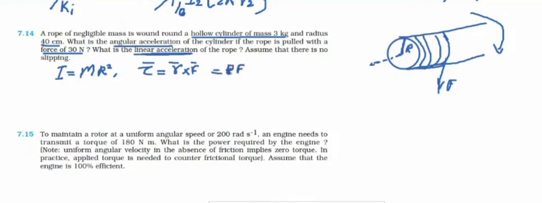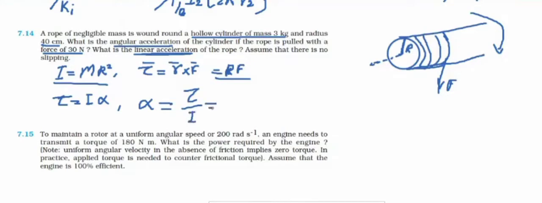We can use capital R because capital R is the perpendicular distance from the axis of rotation. So force is given, R is given, so torque you can calculate. Once you get the torque, you can use the formula torque is equal to I alpha. I is already calculated from here, torque is also obtained from here, so alpha is equal to torque divided by I. The value of alpha you can calculate.